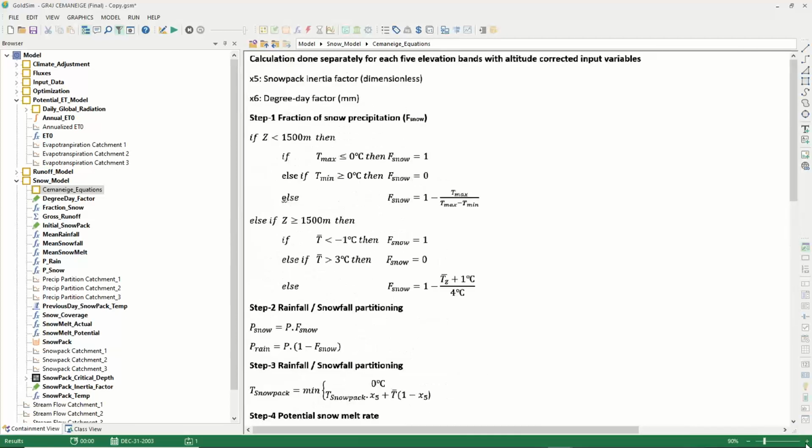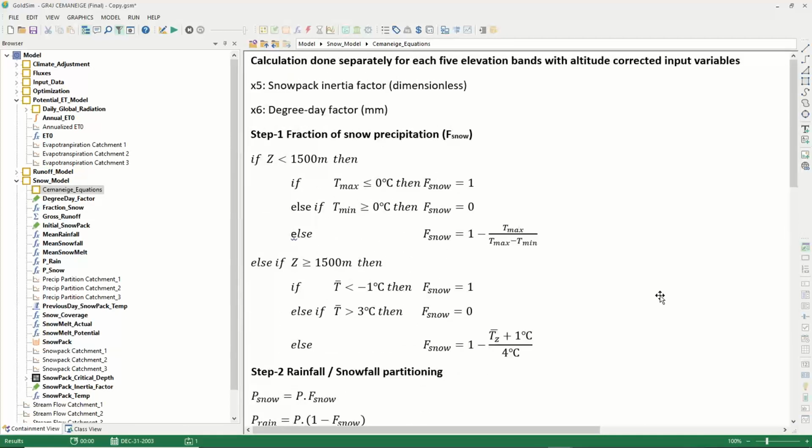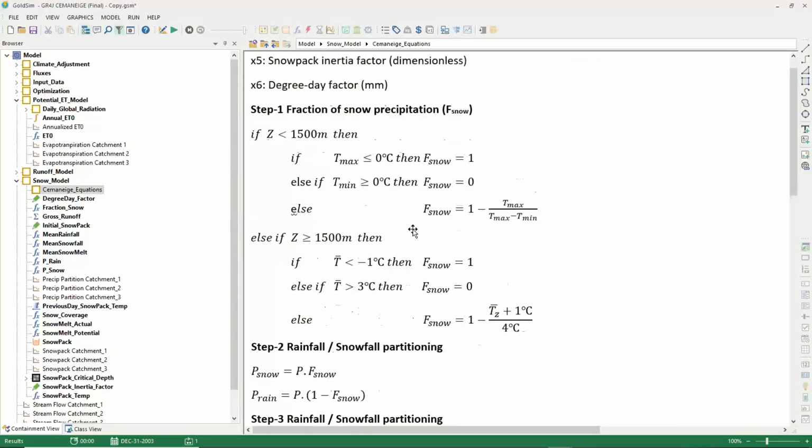So the partition of snow and rain uses 2 functions. It was found that below 1500 meters, using the maximum and minimum daily temperature, which is often readily available in weather records, works well. Obviously if your maximum temperature is below 0, then 100% has fallen as snow. If your minimum temperature is above 0, then everything fell as rain. In between, you get this function, which was taken from the model called Hydrotel, which is used for flood forecasting in the province of Quebec in Canada.